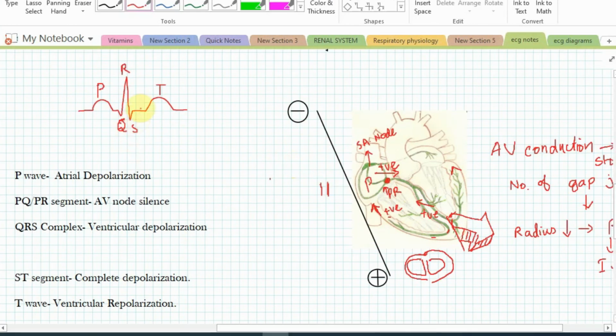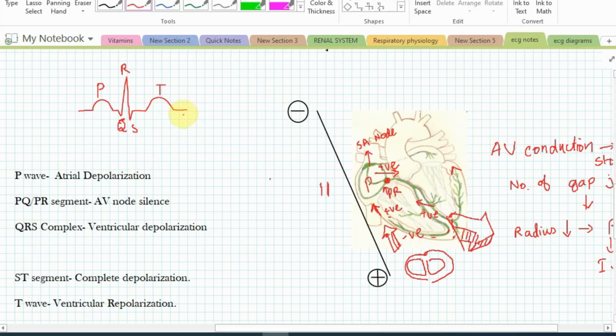And after the ST segment, we see the T wave. Now T wave is ventricular repolarization, which begins from the apex towards the base. So a different sign, a different arrow. So when we see a negative vector or a repolarization vector, negative moving towards negative, will give a positive deflection by the galvanometer reading.